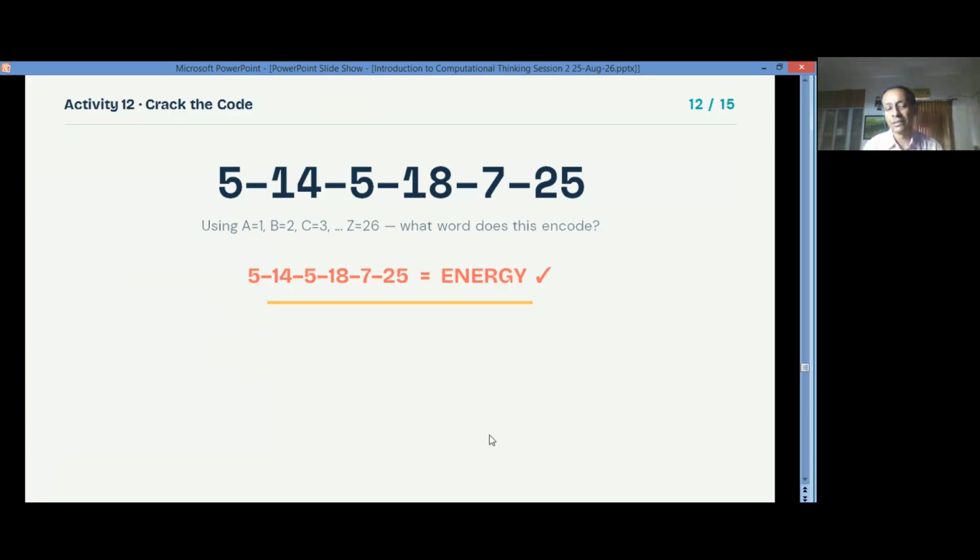So the sequence becomes energy in English. In numbers, it is 5, 4, 5, 18, 7, 25. The equivalent in English alphabets becomes energy. Yeah, 6, 15, 18, 3, 5. Obviously, you will be able to do that very quickly mentally. So E is 5, so which means F is 6. What is letter 15? It is O.